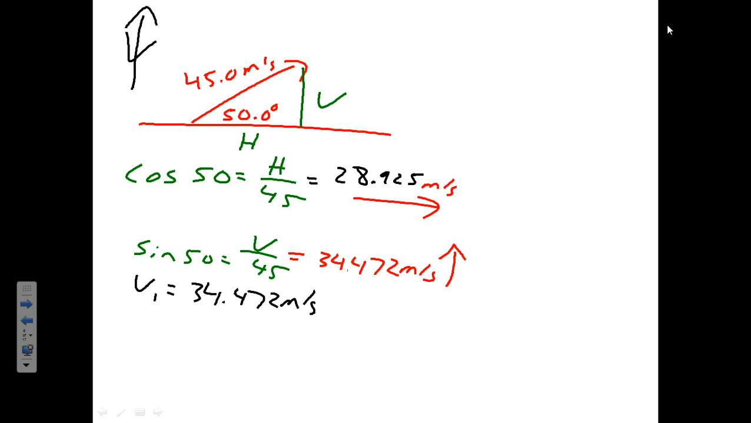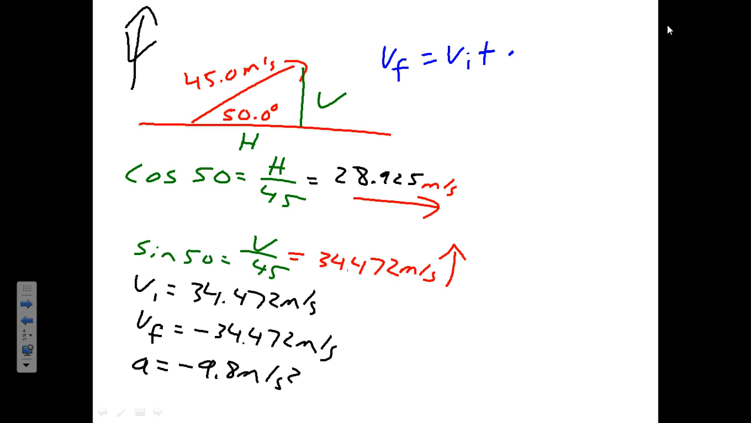What's our VF going to be if we're just thinking vertical? Negative 34.472. That's what you meant, right? Yeah, at the maximum height, it'll be 0. And our acceleration is going to be negative 9.8. So our good old VF equals VI plus AT equation will work here for us. Solve that thing out for T. So T is going to equal VF minus VI all over A. And then it's just a matter of plugging in from there.